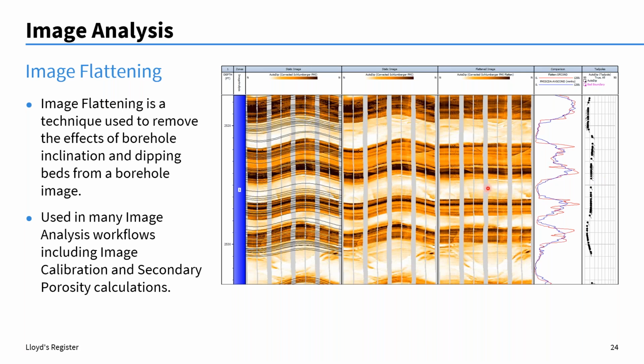Now you get your resultant flattened image that can be seen here in this track, and then on track number 6, you could show a comparison of the average conductivity for the regional and the flattened image. The more accurate the peaks are, the flatter the resultant image will be, which is what you see in this image. This is useful when you're doing image calibration or secondary porosity calculations.